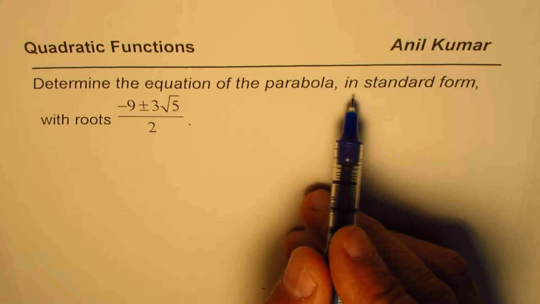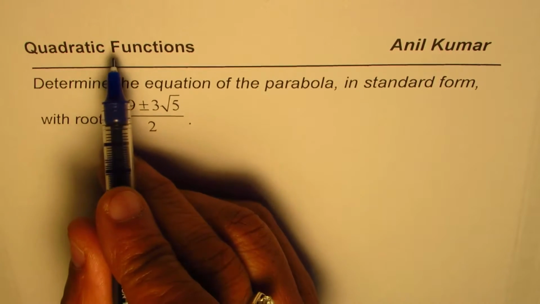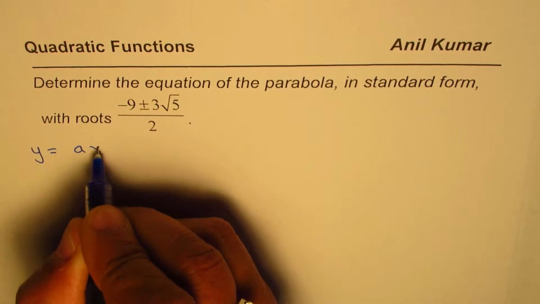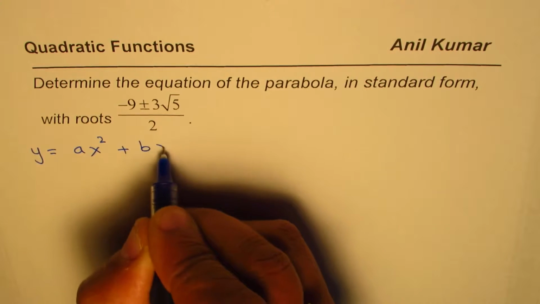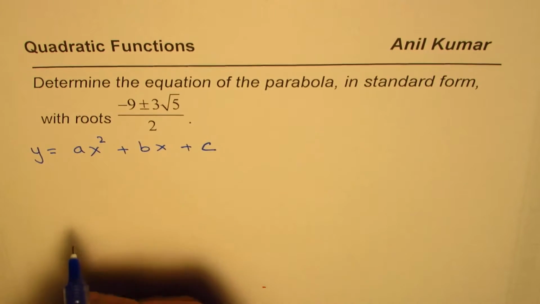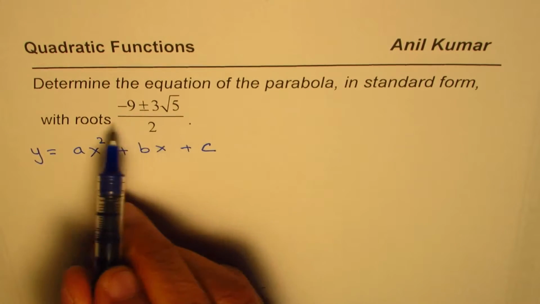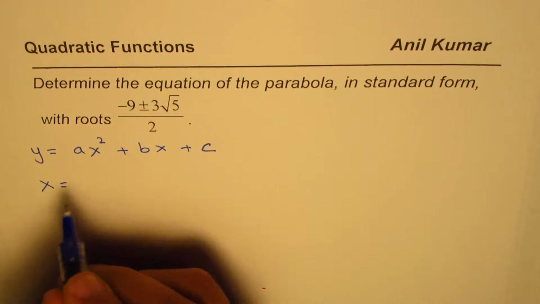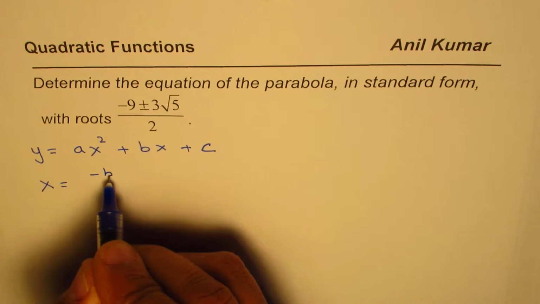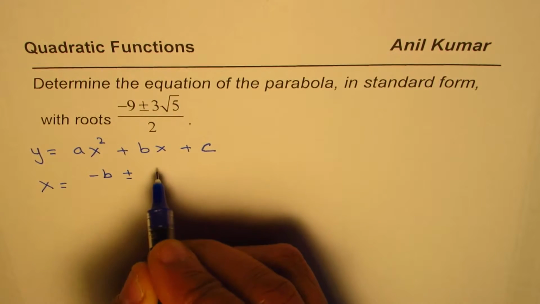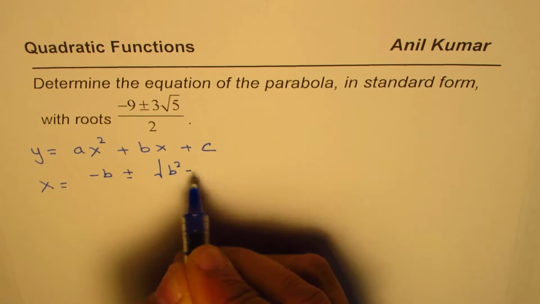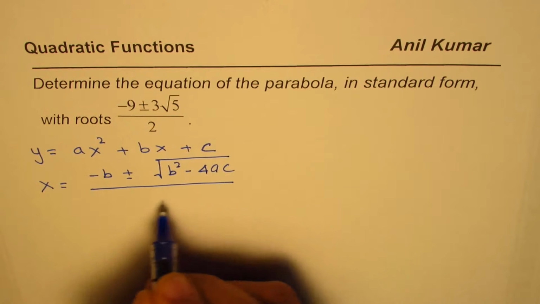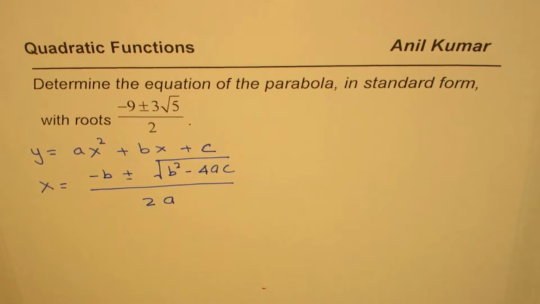Well, a parabola in standard form is a quadratic function which we could write as y = ax² + bx + c, right? And to get the roots, we can apply the quadratic formula, and we know roots means the value of x. The value of x will be (-b ± √(b² - 4ac)) divided by 2a, correct?